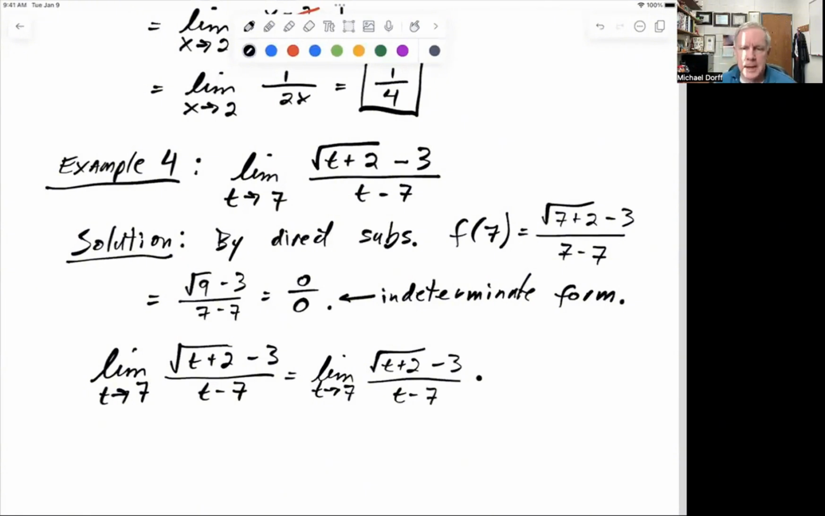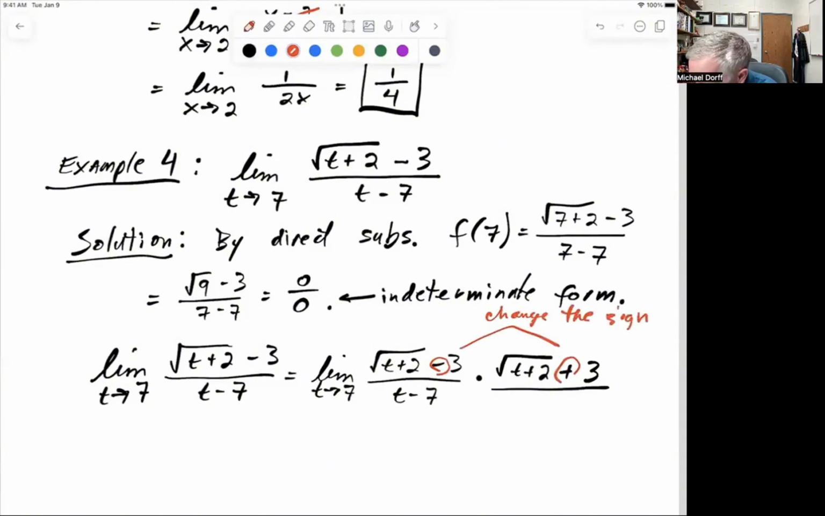So I'm going to multiply the top by what's often called the conjugate of the top. What that means is I take that same square root, the square root of t plus 2, and I take that 3, but I change the sign between them. So this one is a minus and this one is a plus. So you change the sign. Now, anytime I have fractions and I do something to one part of the fraction, I have to do it to the other part. So I have to multiply the bottom by the same thing, the square root of t plus 2 all plus 3.